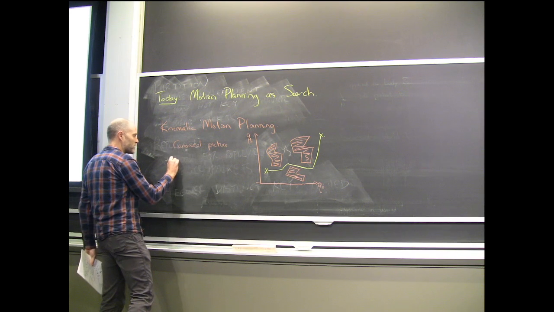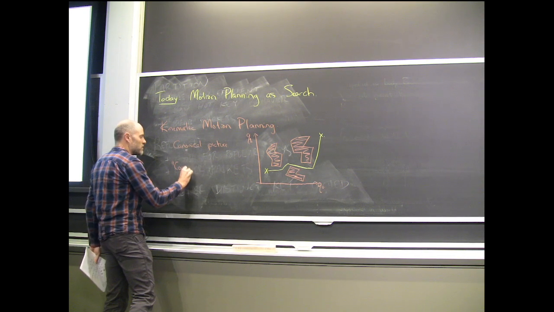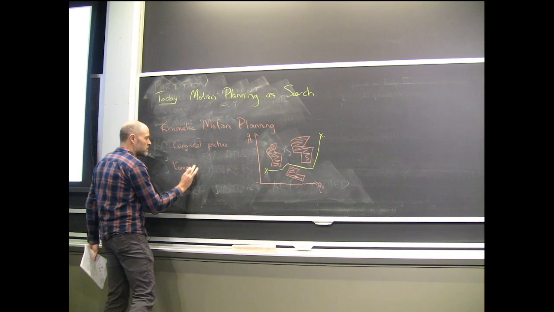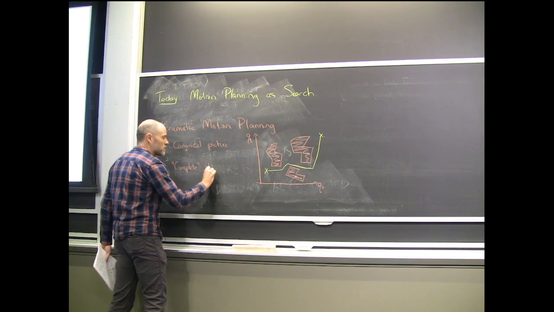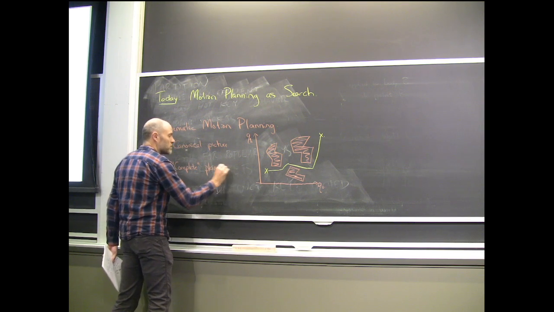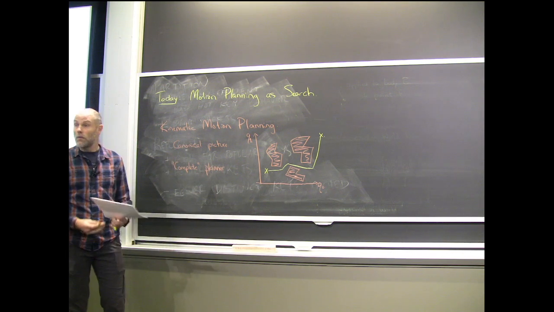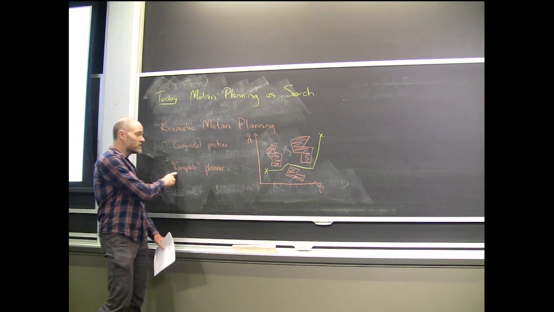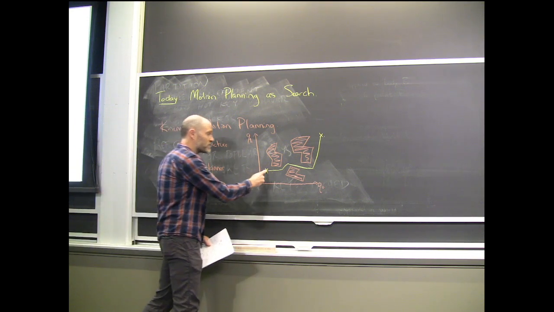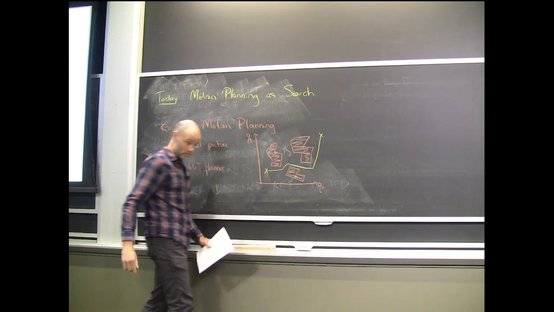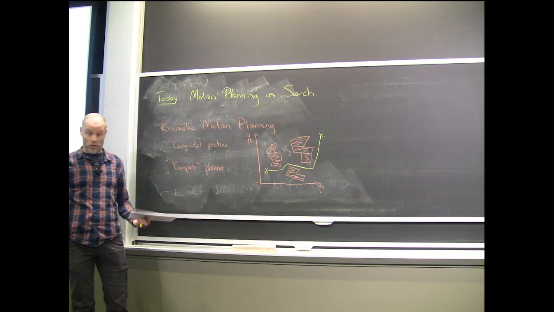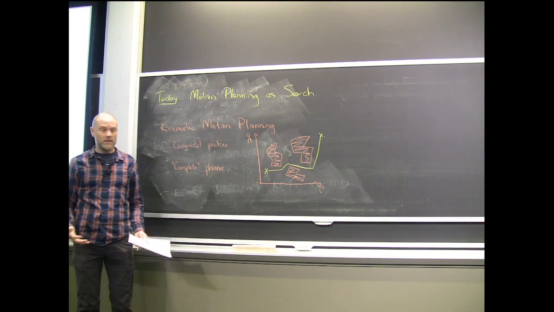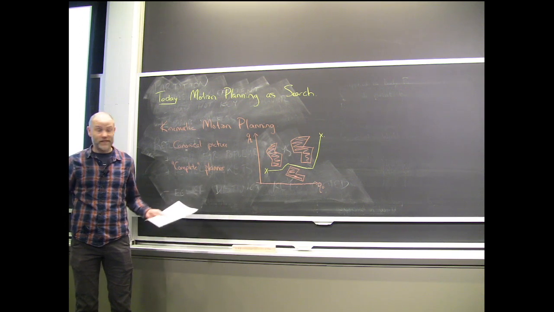So for a planner to be complete, we'd like a planning algorithm to be complete in the sense that if there exists a path from the start to the goal, then the algorithm will find one with probability 1, let's say.